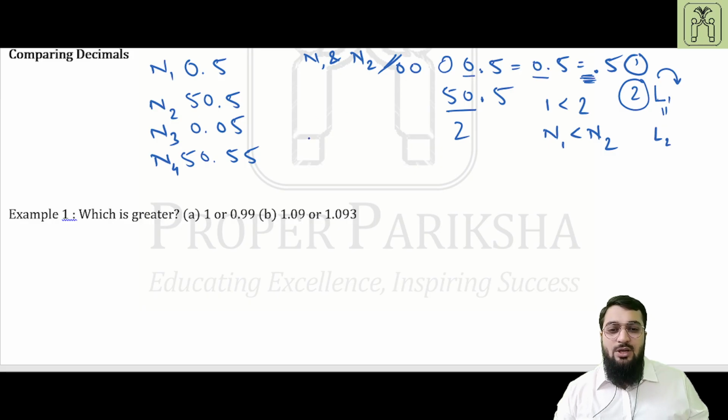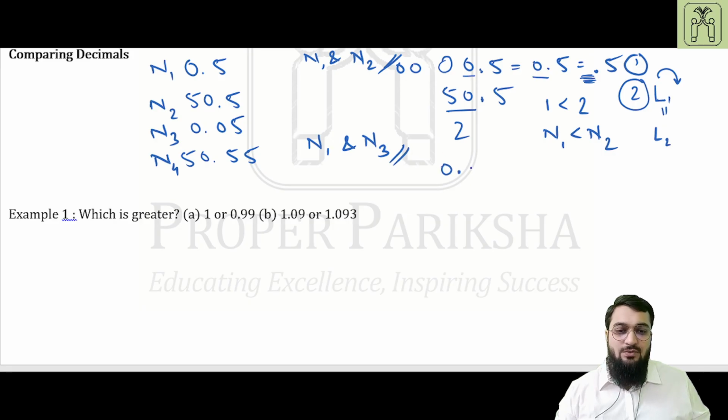n1 और n3 को अगर हम compare करते हैं तो what will be the answer? The answer will be that 0.5, first we'll write, then what we'll do, we'll write 0 point and the decimal point should be perfectly aligned with each other. You can write like this also, but I'm just doing this for the sake of simplicity, for the sake of easiness of the viewers, of the students, so that they can compare decimals much more error free.